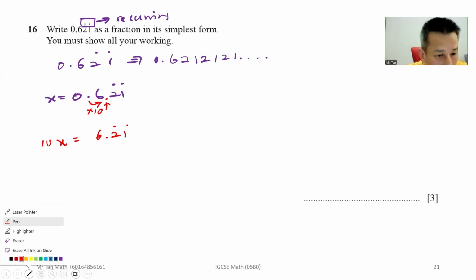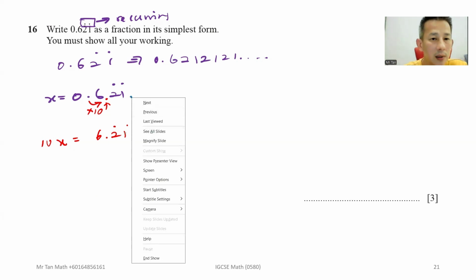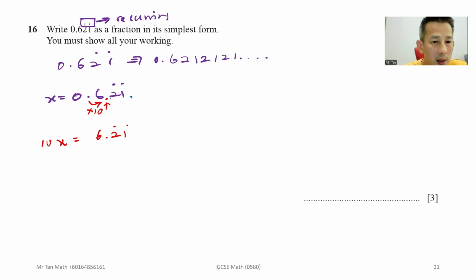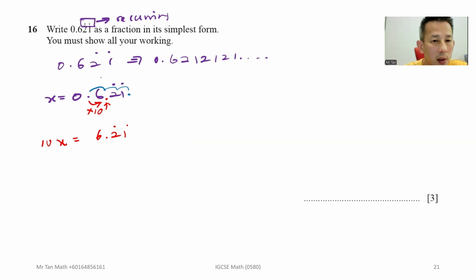Next, you want to put the decimal point at the back, after the recurring part. How to get from here to here is 1, 2, 3, so you want it here. So it's times 1000. Okay, so it's 621.21 recurring, so it's 1000x. This will be your second equation.